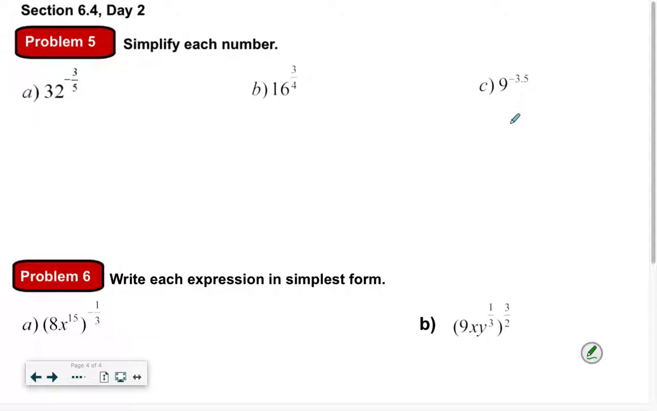Okay, and 32 to the negative 3/5 power. What do I do with negatives? Negative exponents. I forgot how. Do I make them positive? Yeah, put it under 1. Okay, so this is the same as 1 over 32 to the 3/5 power. All we did was make our exponent positive by putting a 1 on top of it.